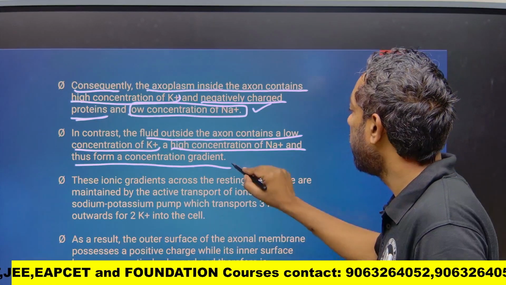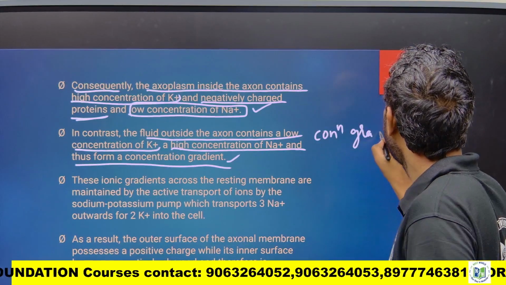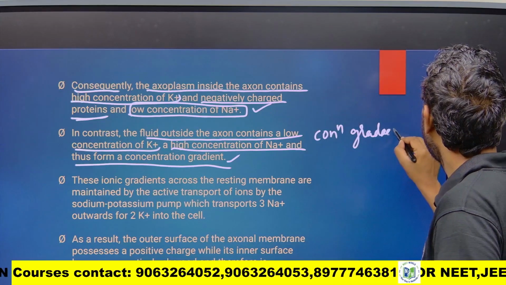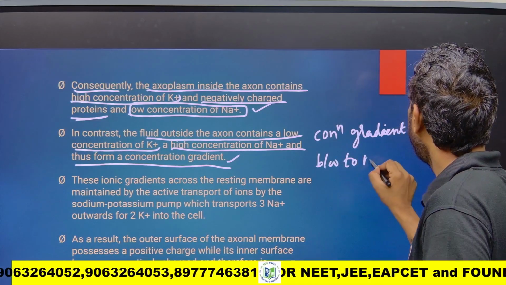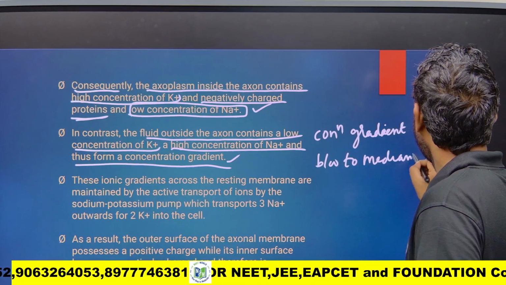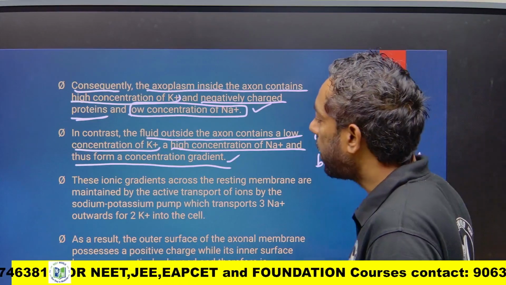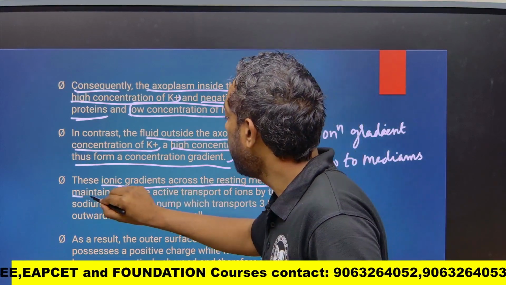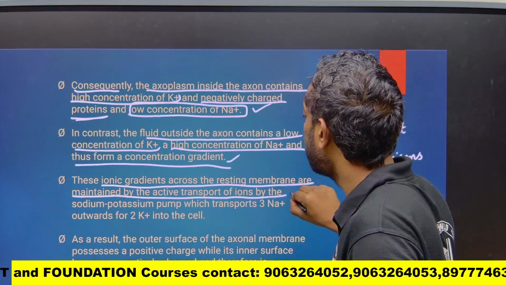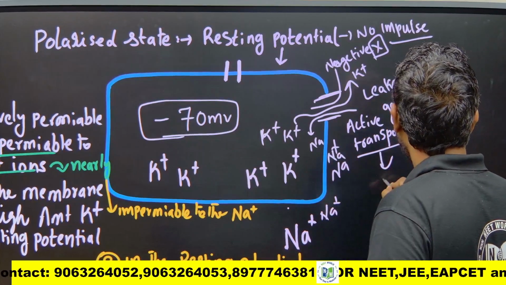and thus form concentration gradients between two mediums, which is outside the cell and inside the cell. These ionic gradients across the resting membrane are maintained by the active transport of ions by the sodium potassium pump. The sodium potassium pump is nothing but active transport.